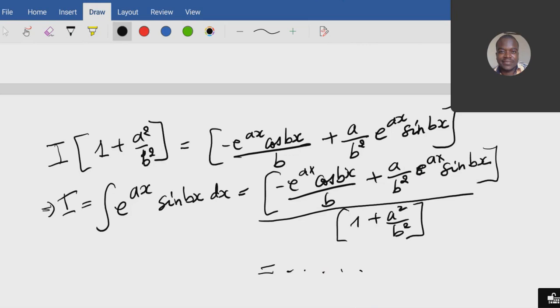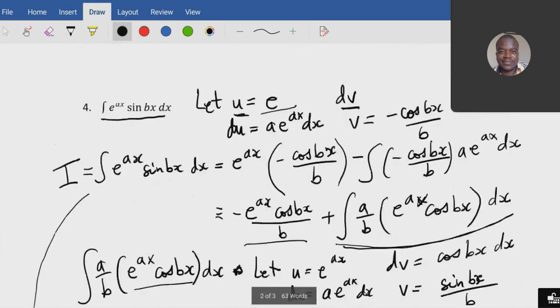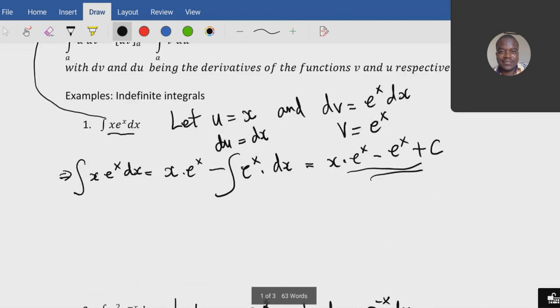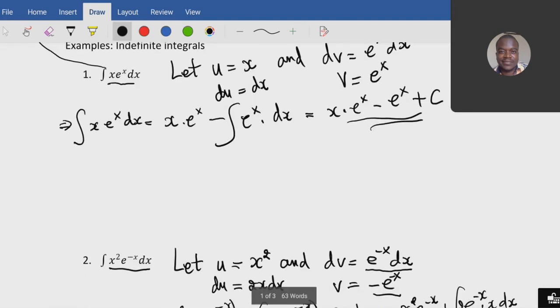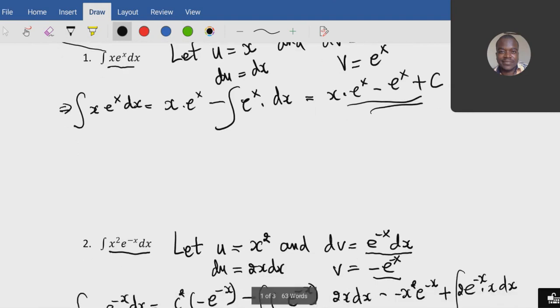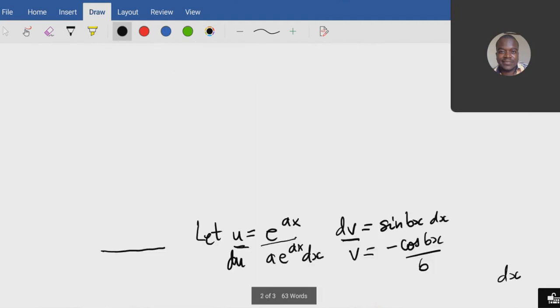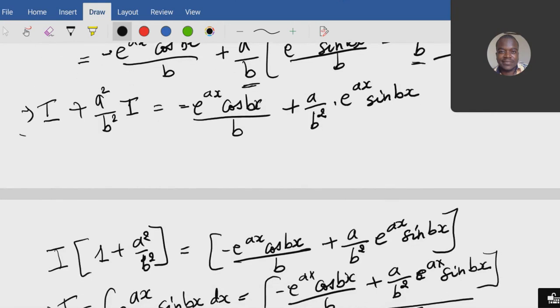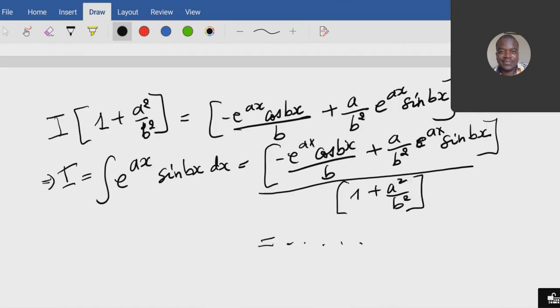Right. So, that's basically it for the examples that we looked at. These examples that we looked at today were focusing mainly on integration by parts for indefinite integrals, so integrals with no boundaries and limits. In the next video, we'll be looking at integration by parts for definite integrals, where we have boundaries and we have to substitute after doing the actual integration. So that's what the next video will cover.